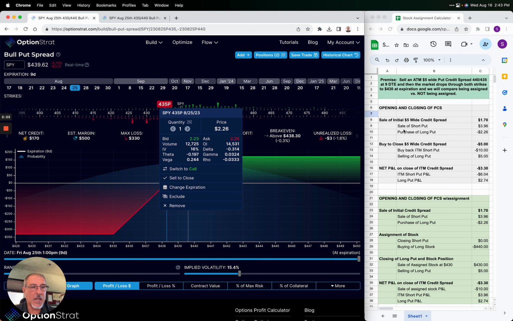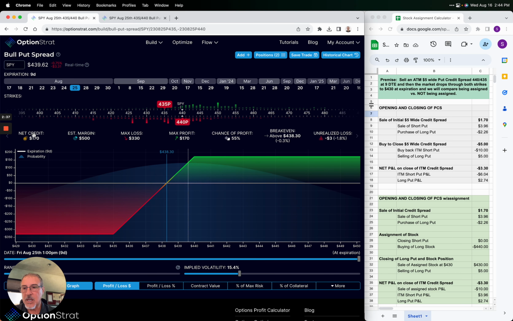So we're selling our short put. We're taking in $3.96. We're buying our long put, so we're having to spend $2.26. The net is this $1.70 credit. So that's where this net credit of $170 comes in, and that is our max profit. So if the market expires up here somewhere, there's no assignment that takes place, and we pocket the $170. That's not the purpose of today's discussion.